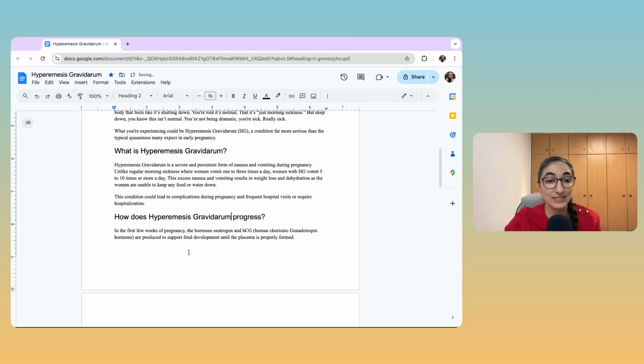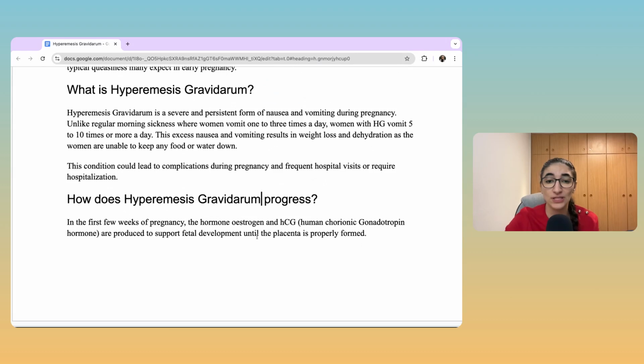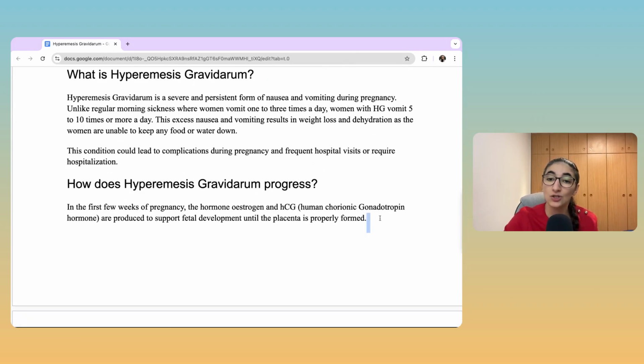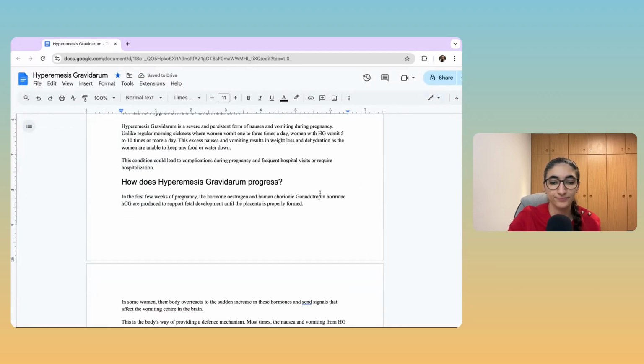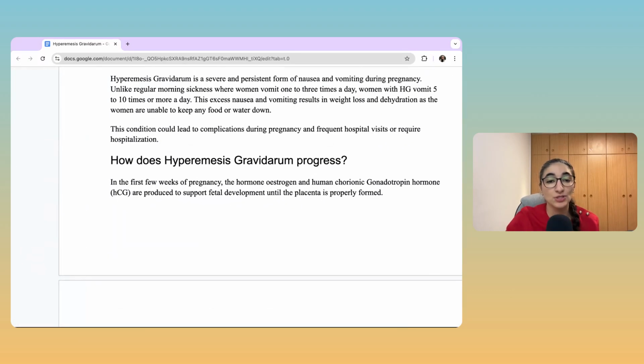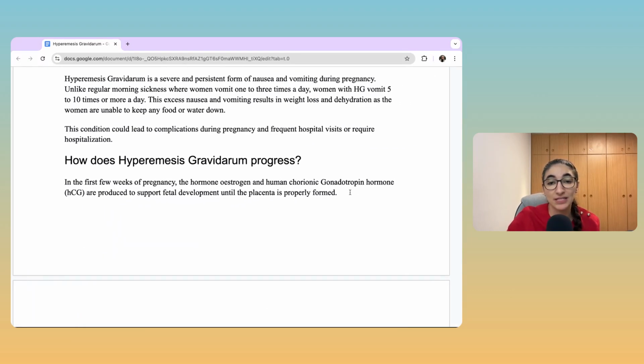And then it says, in the first few weeks of pregnancy, the hormone estrogen and HCG, human chorionic gonadotropin hormone. So I would actually put HCG in brackets here rather than what it actually is. Put that in brackets. Are produced to support fetal development until the placenta is properly formed.